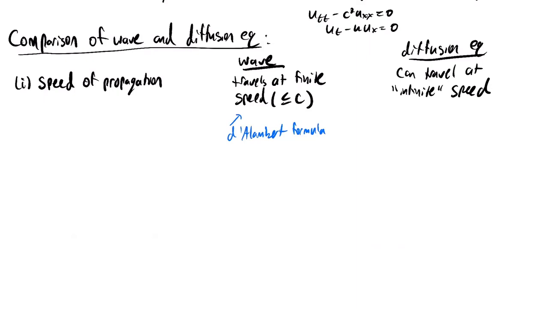Right, and so what does it mean for something to travel at infinite speed? Well, this means, for example, maybe your initial condition is 0 outside of a small region, but immediately after a very short period of time, your solution u is non-zero everywhere, right? At every point going out to infinity on the unbounded domain. And if you want to understand this more precisely, you'll be able to do this in the homework for this week.